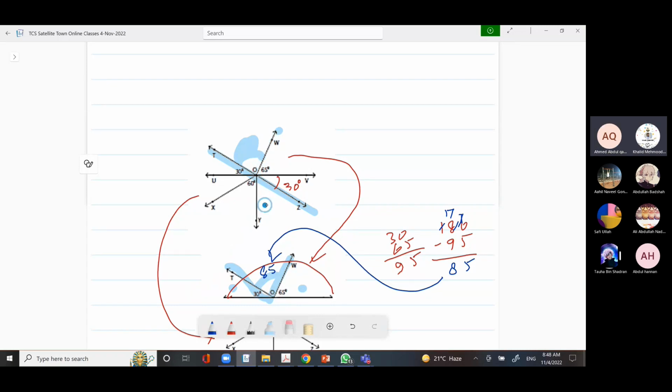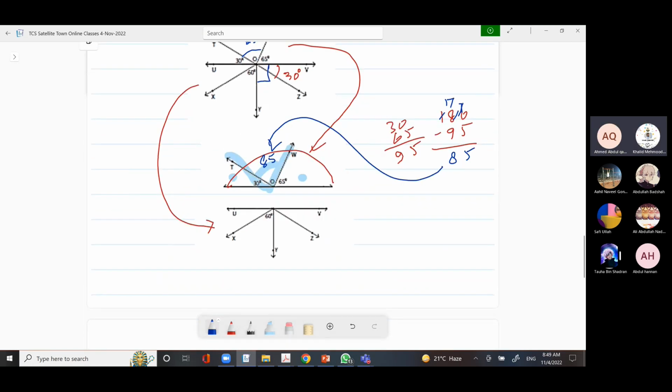So we can't work with vertically opposite angles for that one, 95, 85 degrees, because we found out that this is 85. We found this was 85, but we found out that this is not possible. And one thing more we can do further: if we have this angle, then this is making 90 degrees.